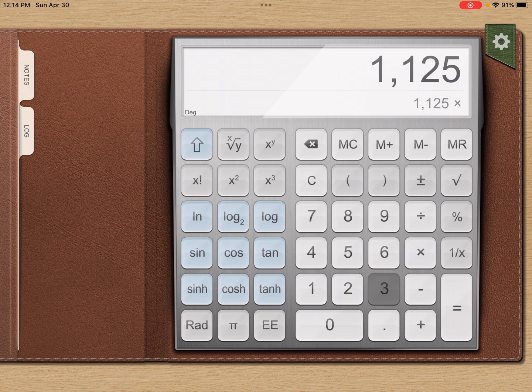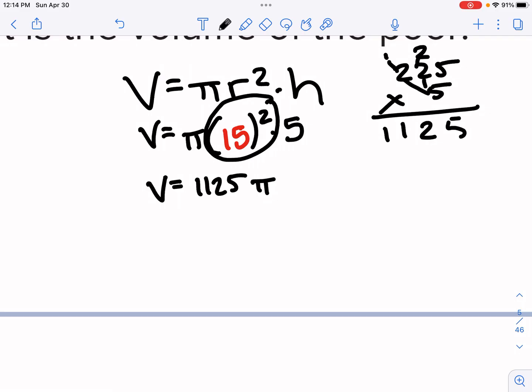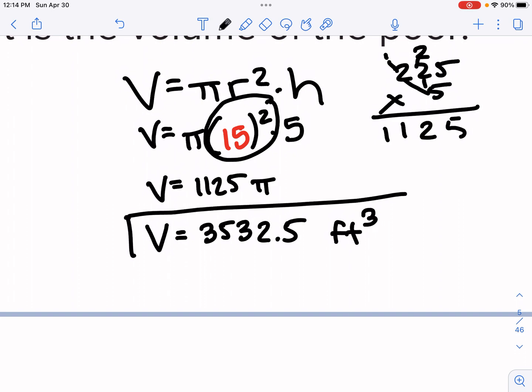1125 times 3.14. All right, so 3532.5. 3532.5 cubic feet. We could put a comma here because this is technically 3,000. So 3,532 and 5/10 of a cubic foot, or cubic feet, in terms of how much water you're going to need to fill up this cylindrical swimming pool. Okay, all right, great. Let's move on to the last page.